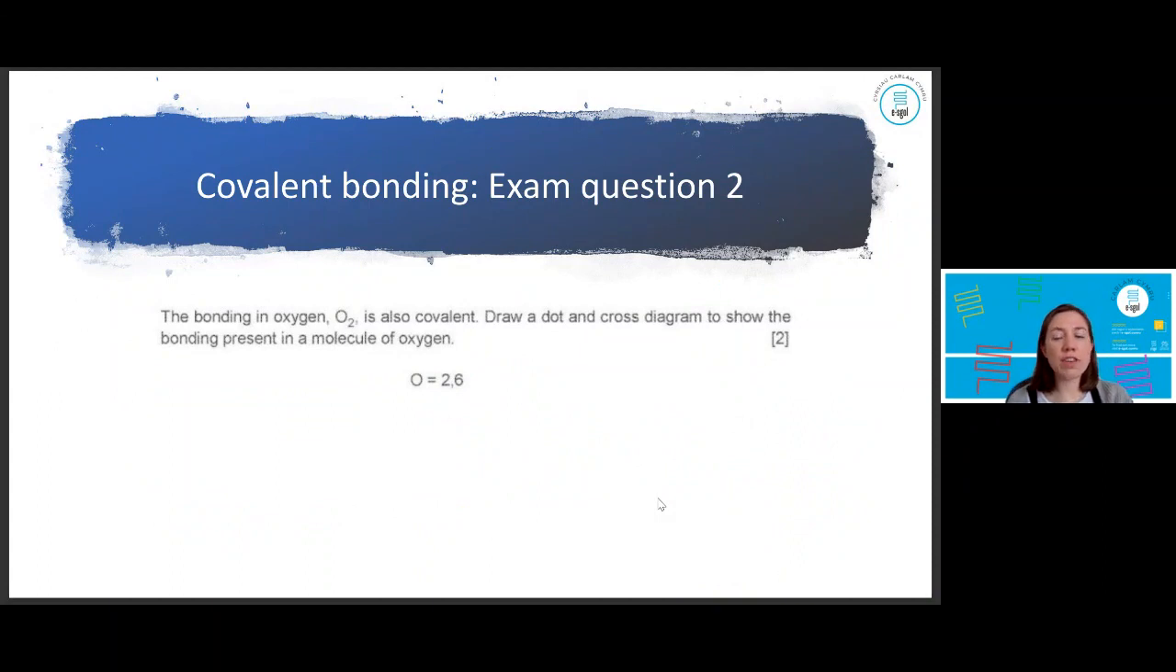So there's another question here for you to have a look at. The bonding in oxygen, O2, is also covalent, so it's given you that bonding at least. Draw a dot and cross diagram to show the bonding present in a molecule of oxygen. It's given you the electronic configuration. You can see there are 6 outer electrons, and so oxygen needs an additional 2. We know that oxygen exists as O2, so there's a clue that there needs to be another oxygen there. If you want to have a go at this, stop this now. Otherwise, I'm going to move on to the mark scheme.